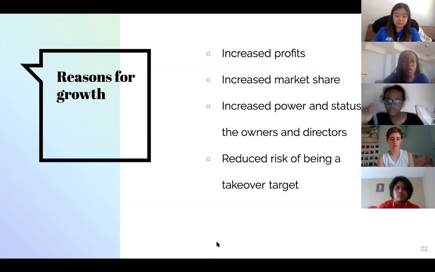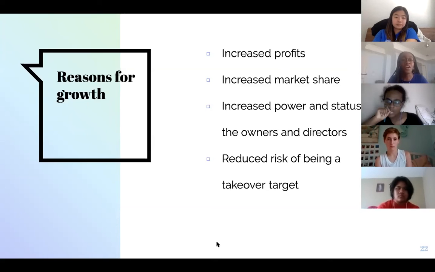Next is increased power and status of the owners and directors. This is also a very interesting one just because it means that when a business is doing super well, its owners are doing super well. So for example, we know that Tesla is doing super well right now just because people have an increased sensitivity to the environment and stuff. So therefore, electric cars are doing a lot better. Its owner, Elon Musk, is also doing a lot better because of it. And it just basically means that when the business is doing better, the owners tend to do better as well.